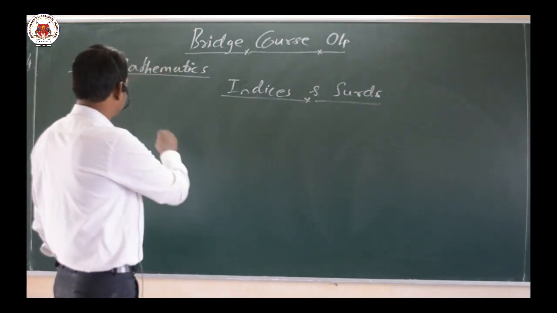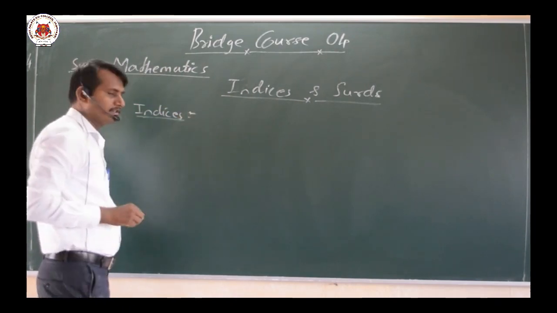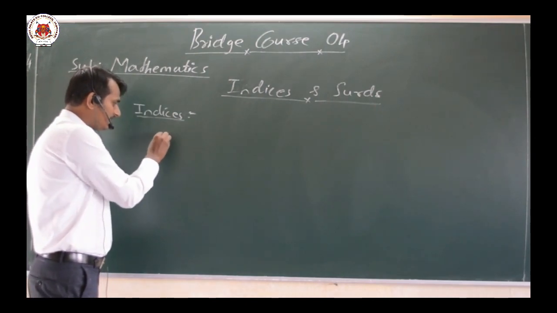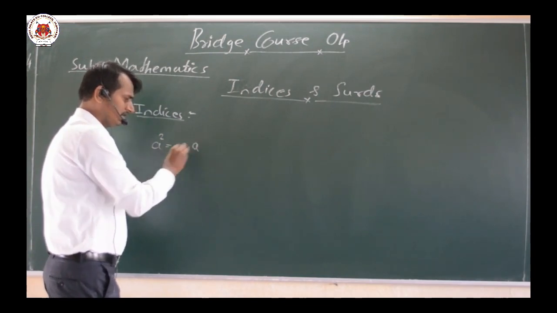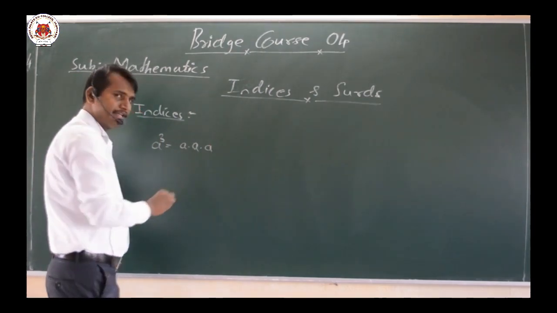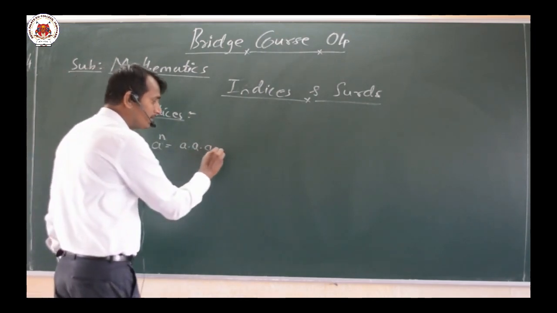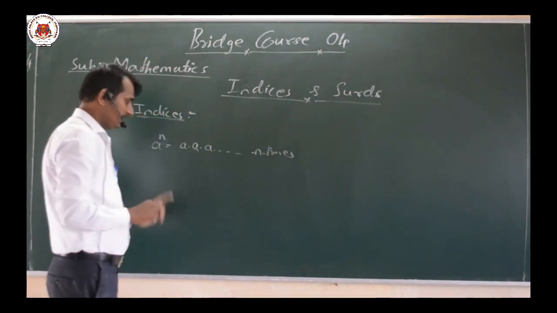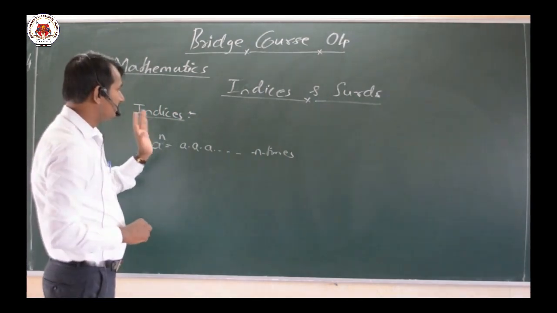Now, so first of all, definition, what do you mean by indices? So before starting with the definition, let us move on with the simple example. So now what do you mean by a square here? A square is nothing but multiplying a into a how many times? 2 times, isn't it? Similarly, if I have a cube, means multiplying a into a 3 times. Similarly, if we have a to the power of n, that means what? Multiplying a and so on up to n times, isn't it? So multiplying here a to the power of n means multiplying a so on till n times. That itself is nothing but our indices.